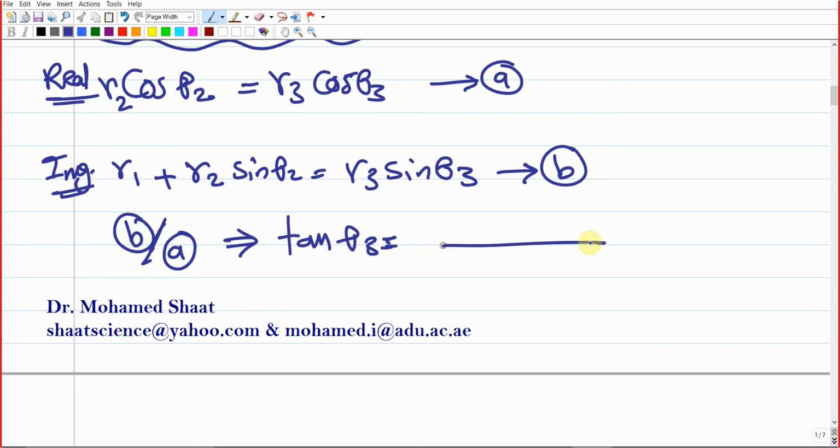This is gonna give us the tangent of theta 3. It should equal to, if you take sine over the cosine, R1 plus R2 sine theta 2 over R2 the cosine of theta 2. We do have everything except theta 3.